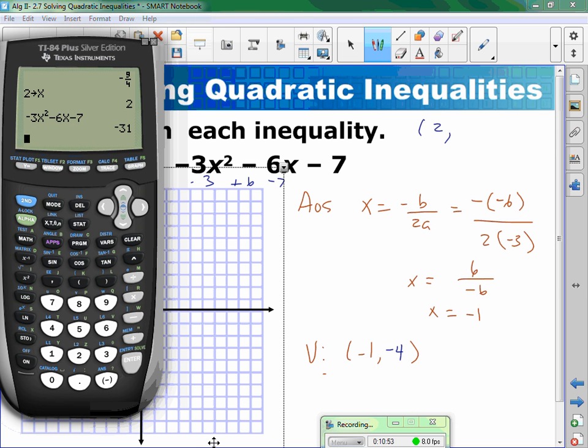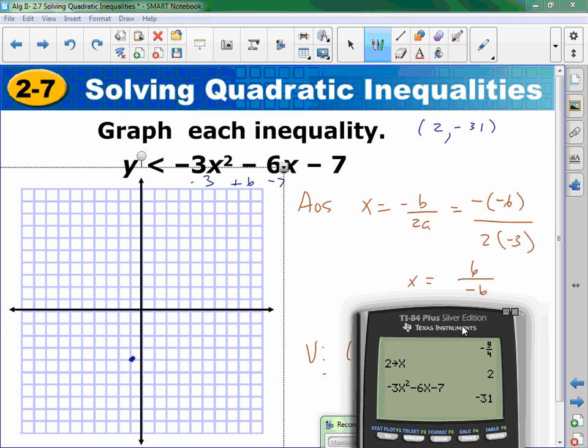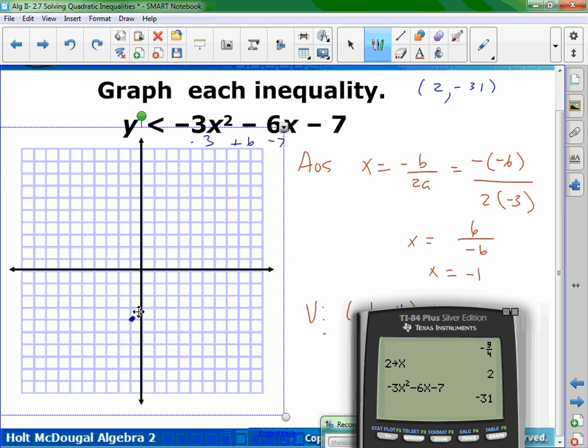Your answer is negative 31. Can I graph negative 31 right now? No. Sometimes this happens. I don't expect you to erase your entire graph and start over. When this does happen, 2, negative 31 is off of my graph. I just label it. It's off your graph. It's 2, negative 31. I'm not expecting you to change your entire graph and start over because you get that point.